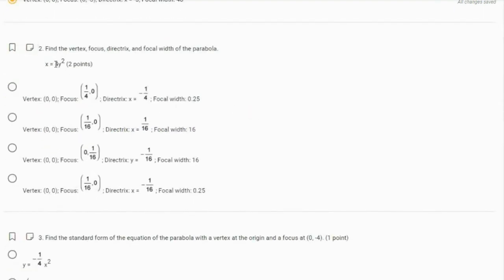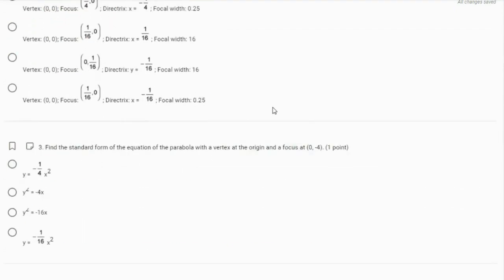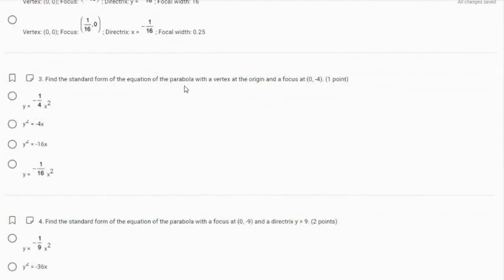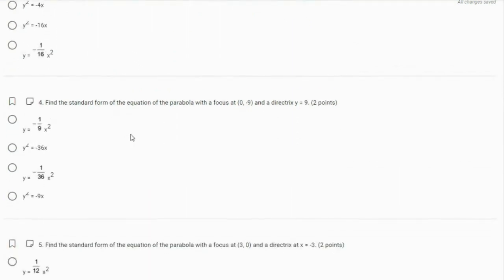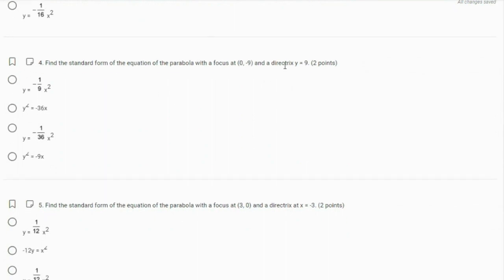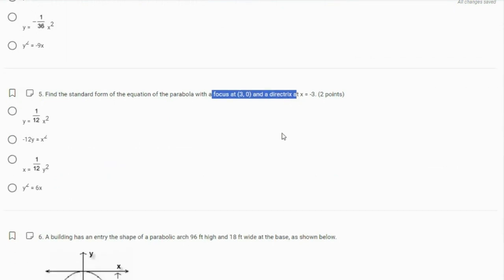Another one, x equals 4y squared. Find those 4 things. What's the standard form of an equation of a parabola that has a vertex at the origin, and here's the focus. So if you know the vertex and you know the focal point, that will tell you what p is, and you can come up with the equation. Find the standard form of the equation of the parabola with focus at 0, negative 9, and directrix y equals 9. Okay, so they give you the directrix line this time and the focus. Right, so you can find the vertex right in between those, exactly in the middle, and figure out what p is.